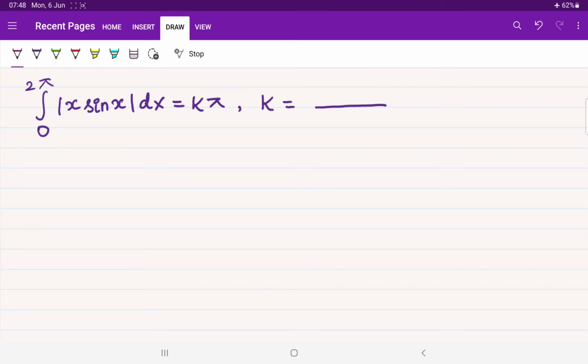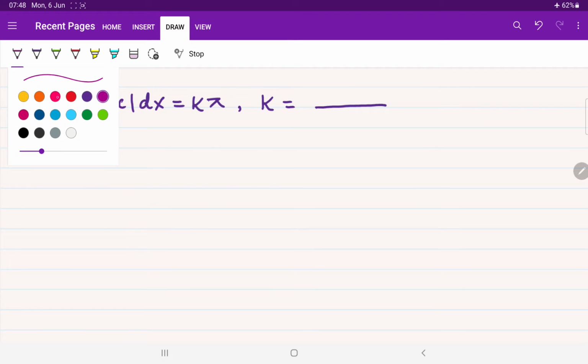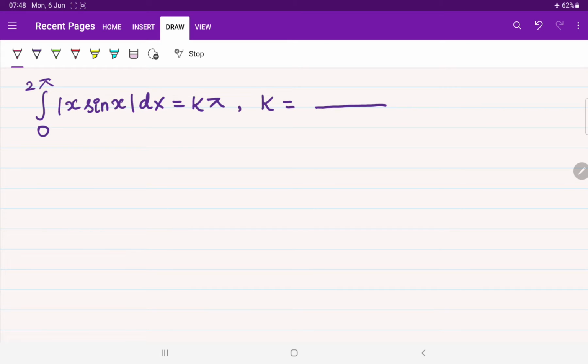If you observe the given question, the question is the integral from 0 to 2 pi of mod of x into sin x dx equal to k pi. They have given the answer also, but they have hidden some values here. The question is, we have to identify the value of k for the given function. How can you proceed further?